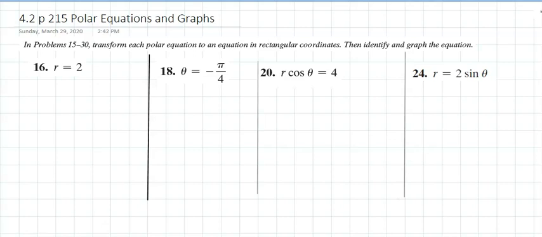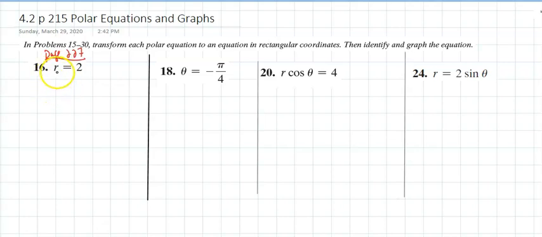I'm going to follow directions 15 through 30. It says transform each polar equation into an equation in rectangular coordinates, then identify and graph the equation. So here, this is on page 227. In this first batch of problems, we're trying to figure out what those look like. r equal 2, what does that look like? We did that back in section 4.1 toward the end, if you notice.